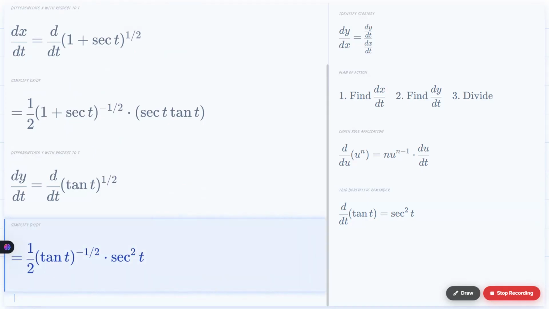We simplify the expression for dy divided by dt. We do this to make it ready to divide. We get 1/2 times tangent to the power of negative 1/2 times secant squared.